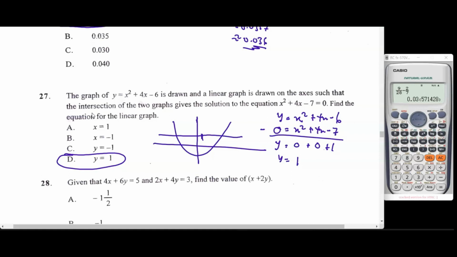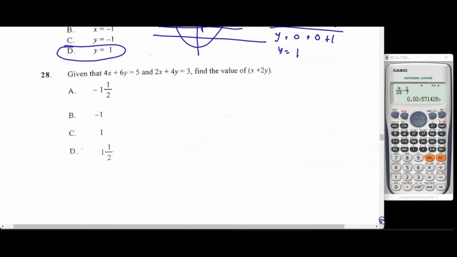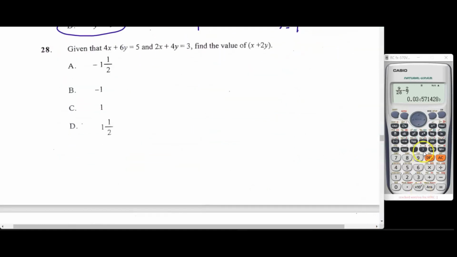So question number 28. Given that 4x plus 6y equal to 5 and 2x plus 4y equal to 3, find the value of x plus 2y. So it's also a simultaneous equation in 2 variables. So let's use the calculator to generate things fast. Mode, and then equation which is 5. Simultaneous equation which is 1.